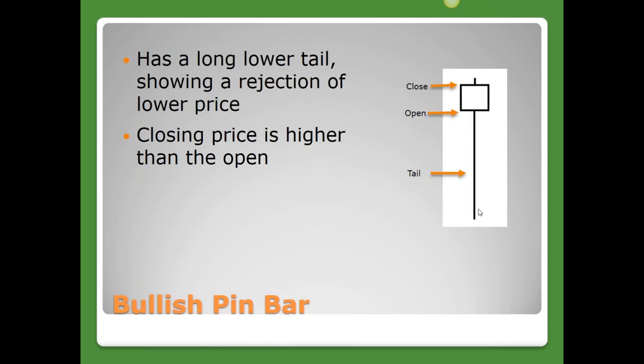So this is how we get this rejection. So this long tail shows rejection. Price was trying to push lower, but then buyers stepped in and pushed the price higher. So when buyers step in at key support and resistance level, generally that means that price may go in the opposite direction, and especially when you have this long tail like this.